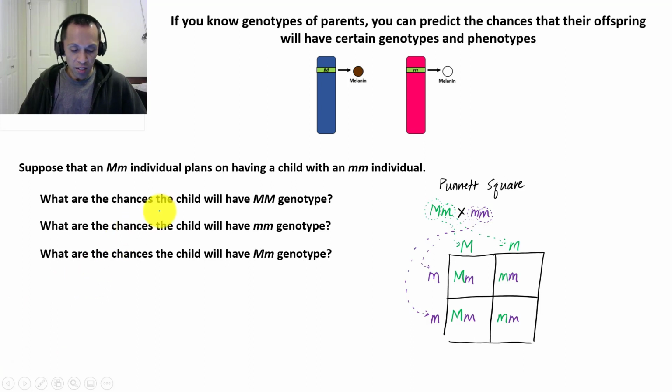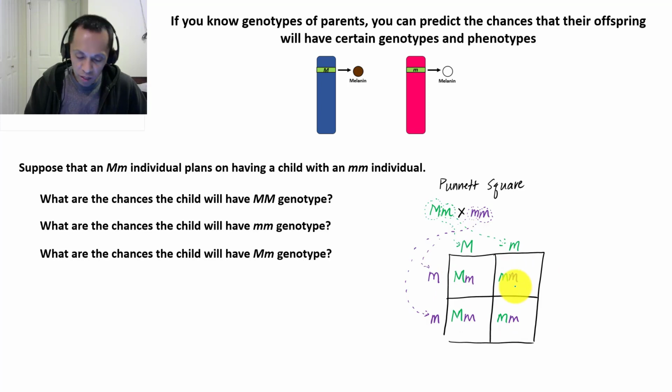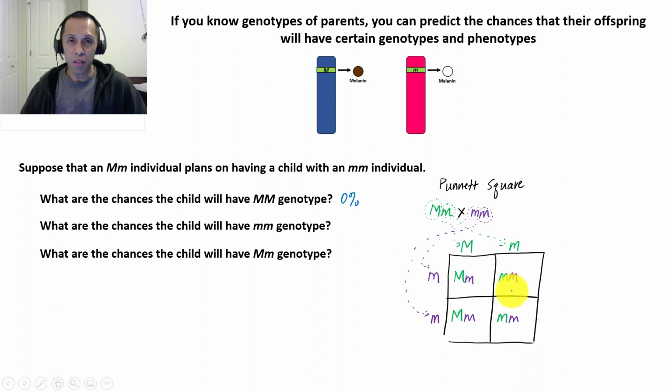So what are the chances that a child produced by this mating would have a big M genotype? If we take a look at our Punnett square, we see that there are no offspring that have the big M genotype. So 0 out of the 4 possibilities here means that with this particular mating there is a 0% chance of producing an offspring that has the big M genotype.